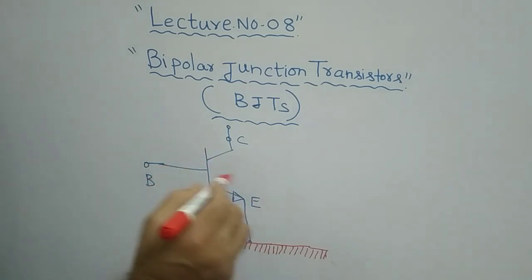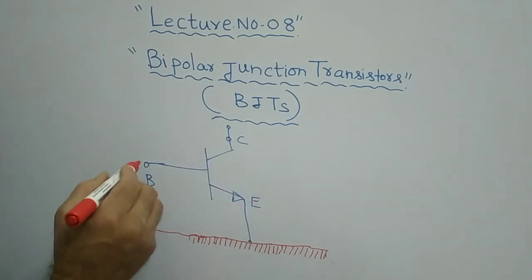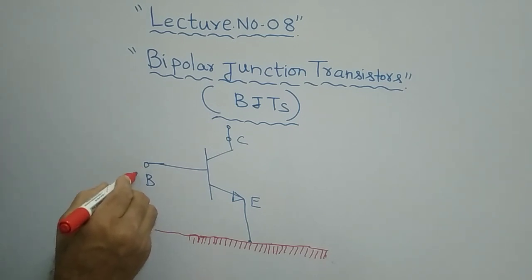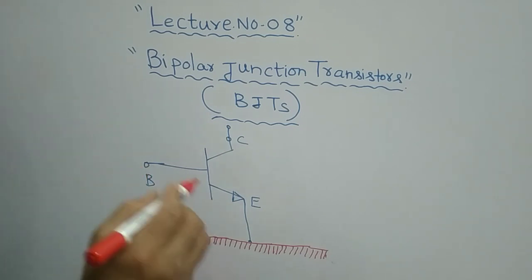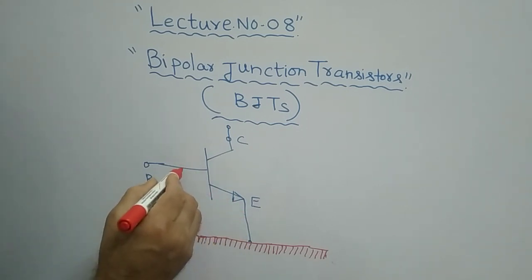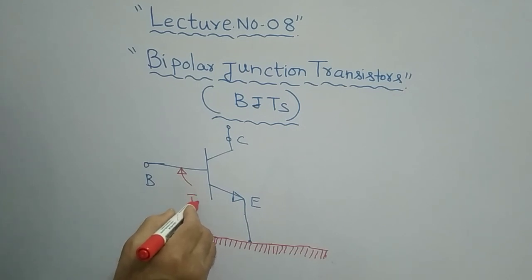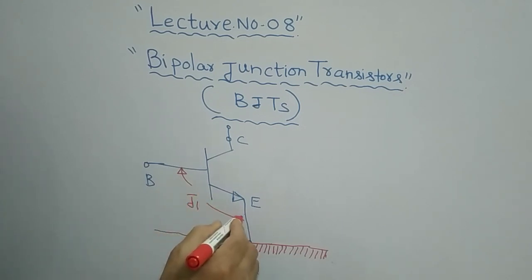So in common emitter, if you put the emitter as ground, then definitely your base terminal must be the input terminal. If you observe, base to emitter is one junction. This is junction 1, remember that. This is J1, you can say. This is junction 1, right?